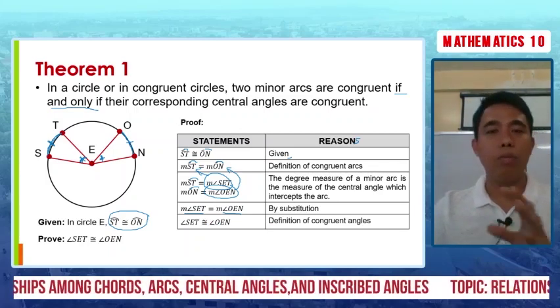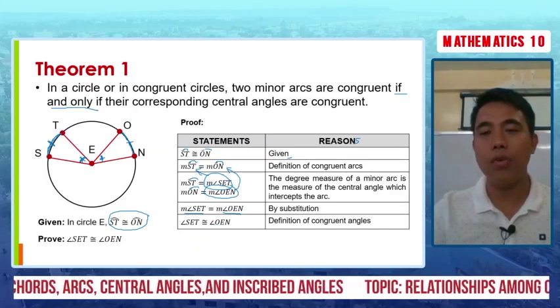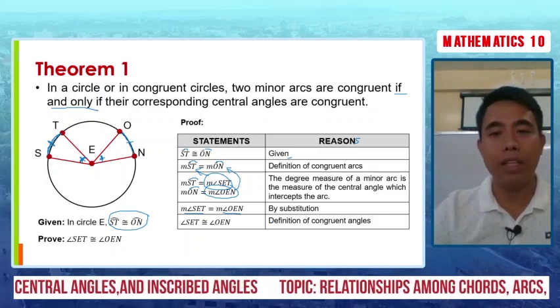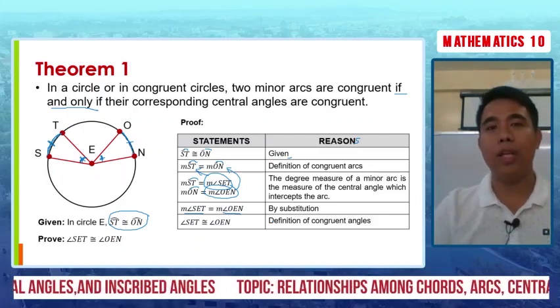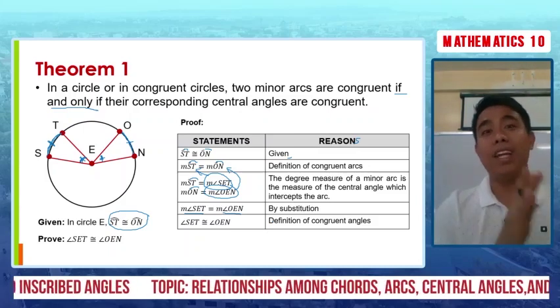Again, we need to prove also the other one. Given that angle SET is congruent to angle OEN, we need to prove that their corresponding intercepted arcs are congruent. That is the vice versa, or the opposite of it.